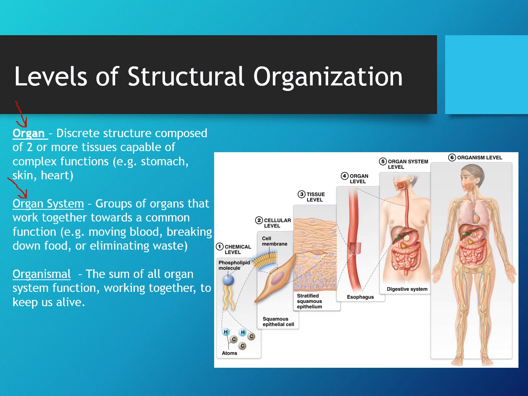Groups of organs may work together towards a common function. In this case, they'll make up an organ system. And some functions that organ systems are responsible for include moving blood, breaking down food, and eliminating waste. So let's look at moving blood first. Your cardiovascular system is composed of your heart and all of your blood vessels. These two groups of organs work together to move blood throughout your body.